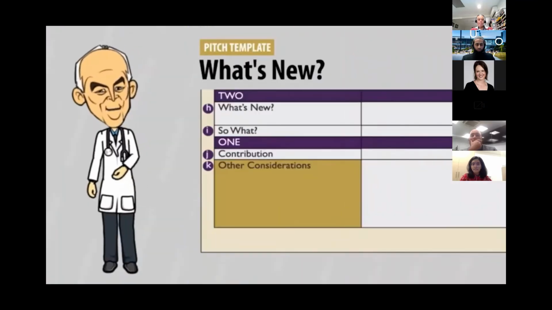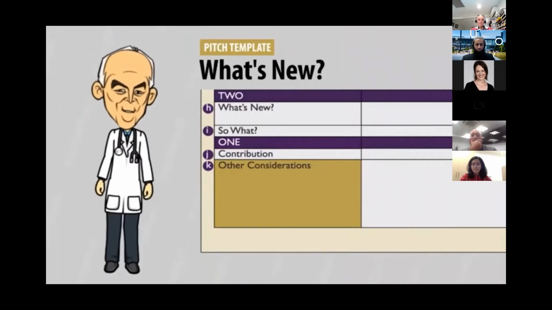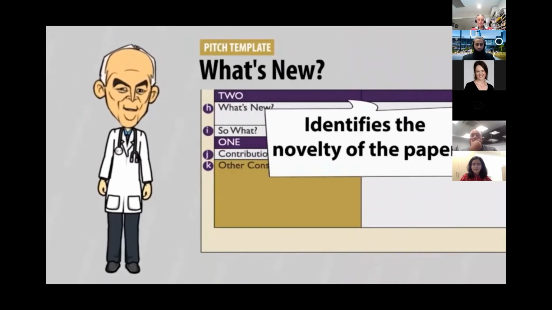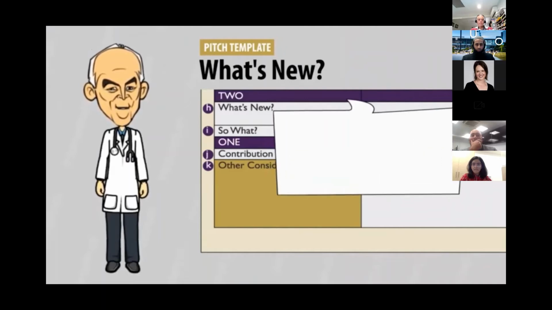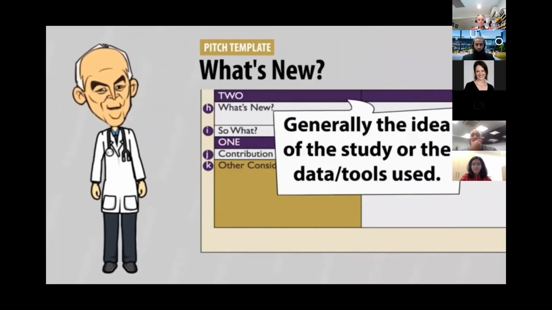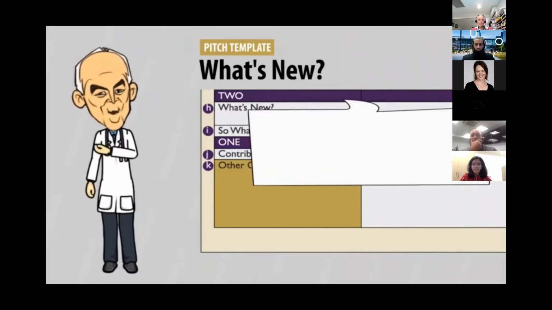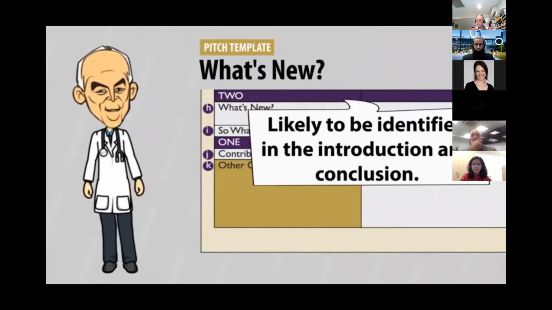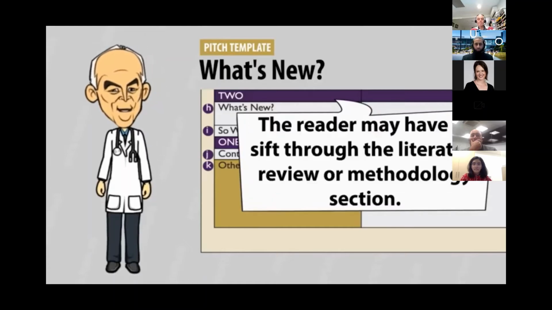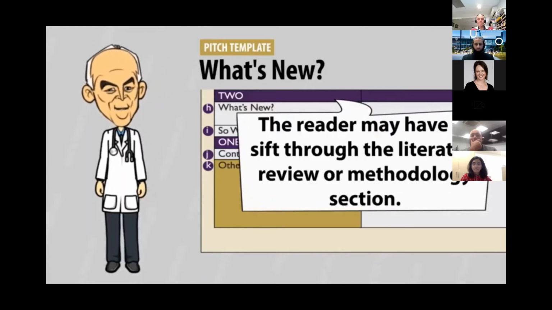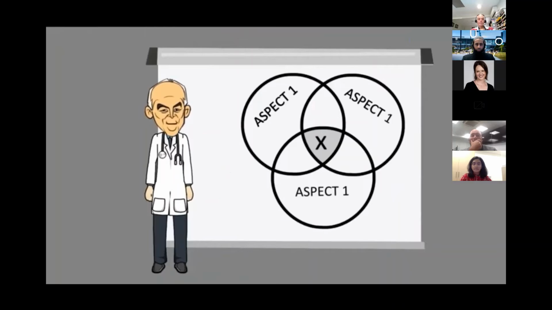There are 2 key questions. First, we need to think about the what's new question, the novelty question. This part identifies the novelty of the paper being reviewed. The novelty of a paper is generally around the idea of the study, but sometimes it focuses on the data or tools used in the research. Most likely, the authors will identify this part clearly in the introduction and conclusion. If not, the reader also must carefully sift through the literature review or the methodology section to find it. Reverse pitches can also present this novelty in a Mickey Mouse Venn diagram.